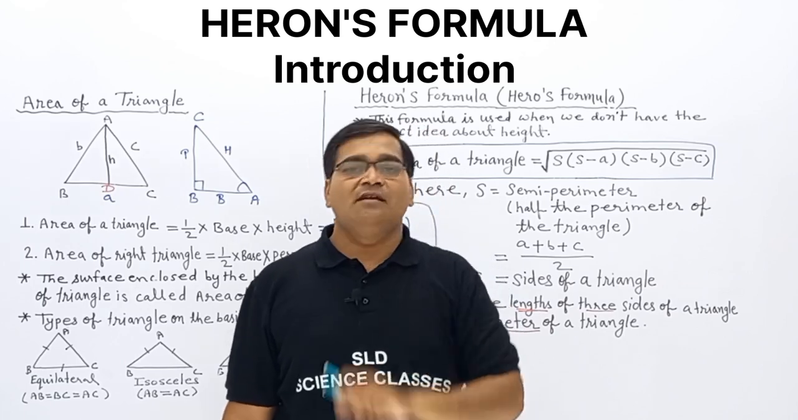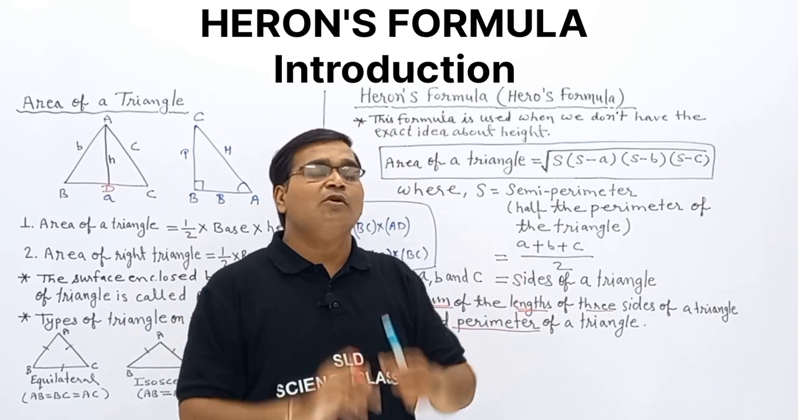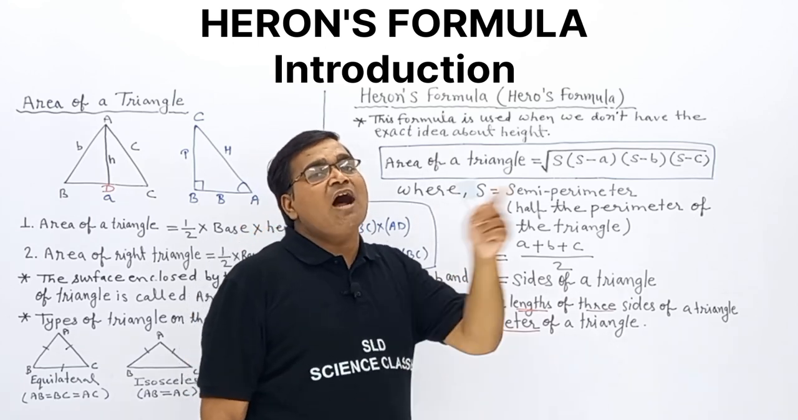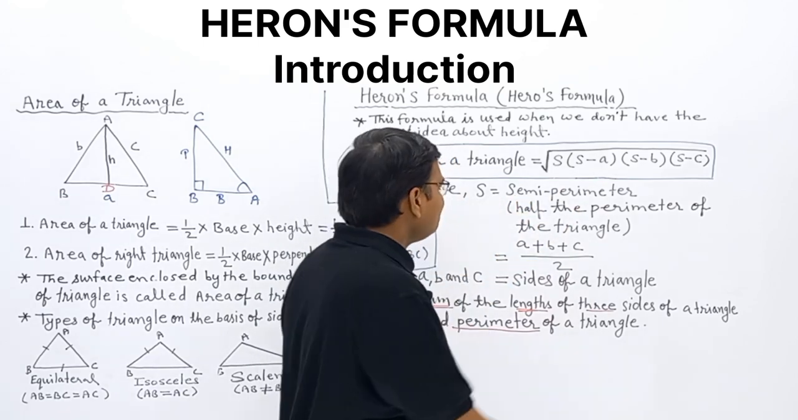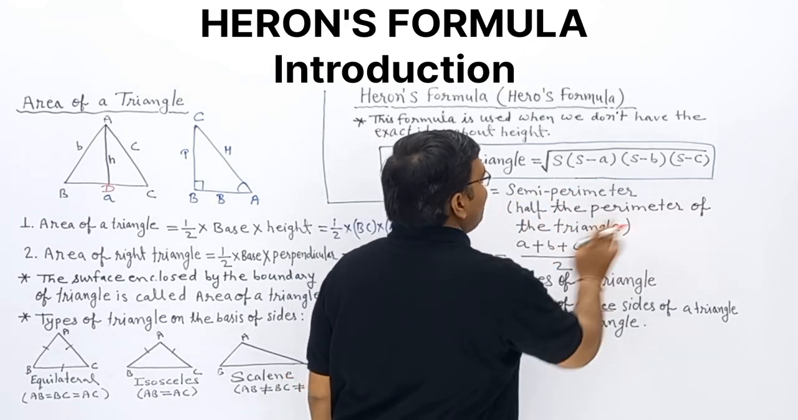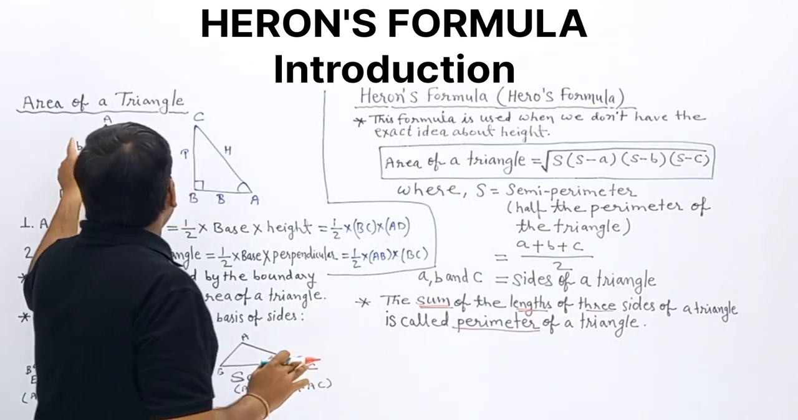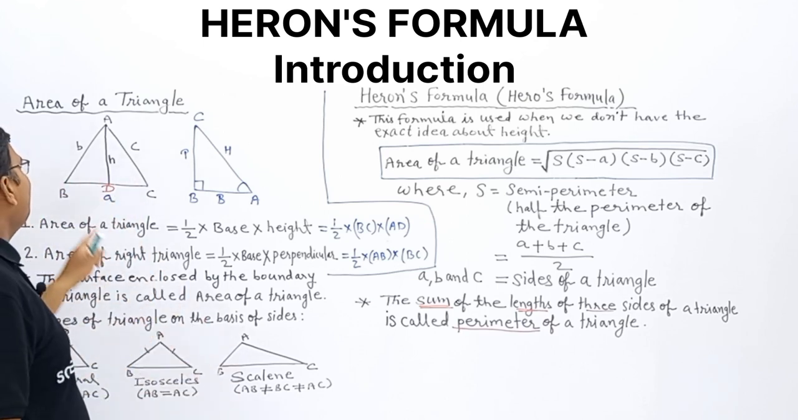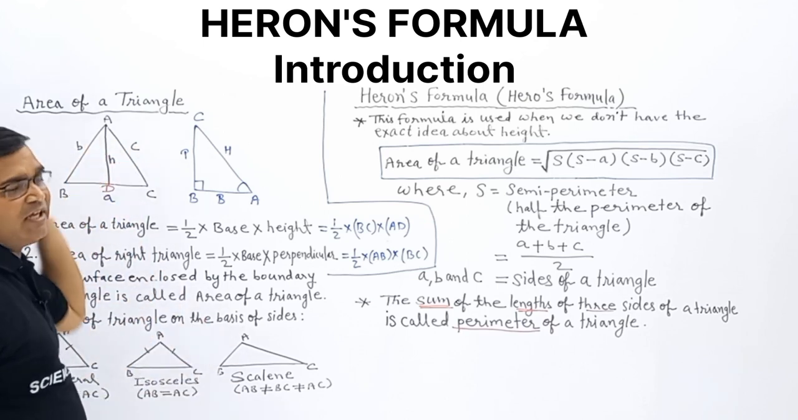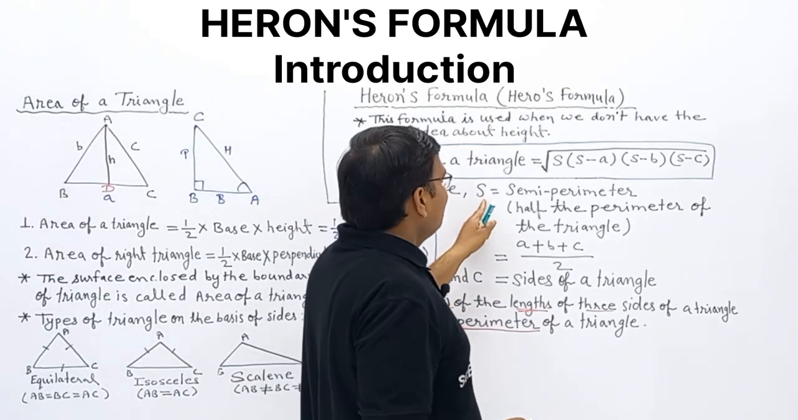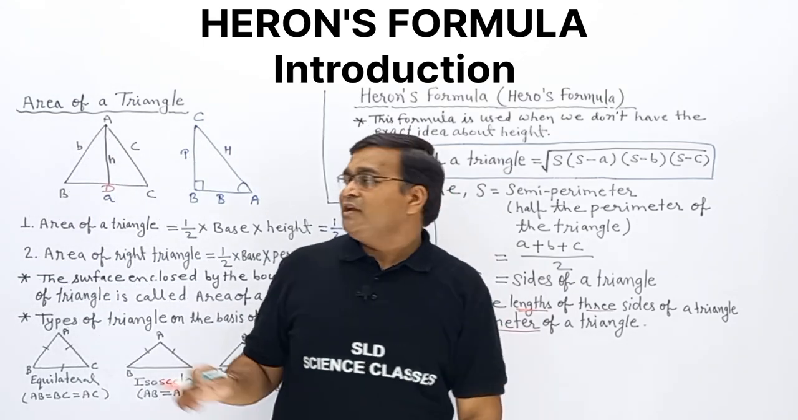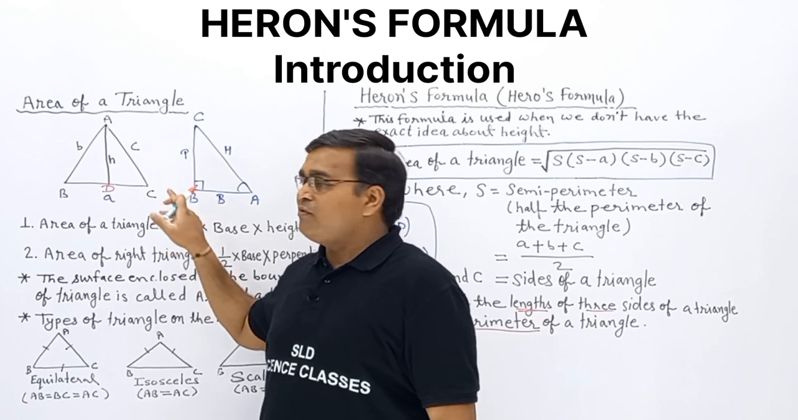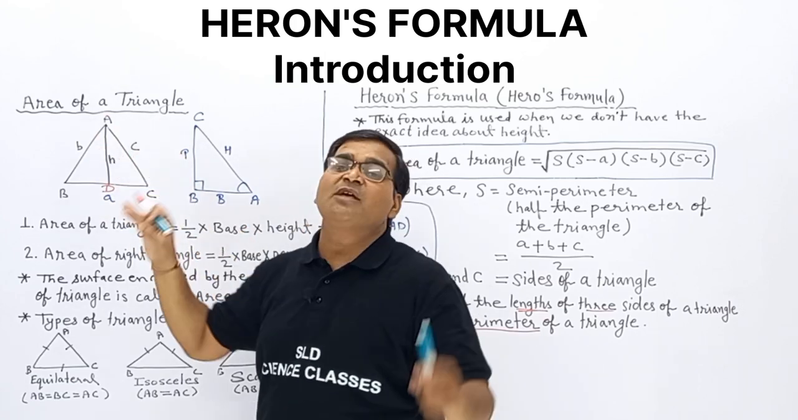sides of a triangle. The sum of lengths of all sides of a triangle is called the perimeter, and half of the perimeter is the semi-perimeter. So the semi-perimeter is half of the perimeter of a triangle. Like this triangle ABC is one triangle. It has three sides, A, B and C. Its lengths are A, B and C. We will sum all sides. A plus B plus C will be the perimeter.